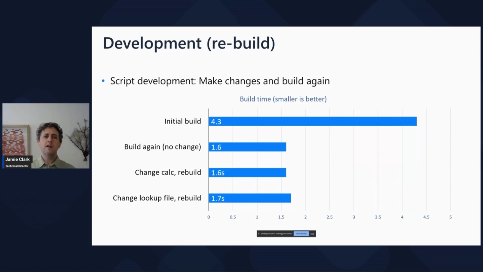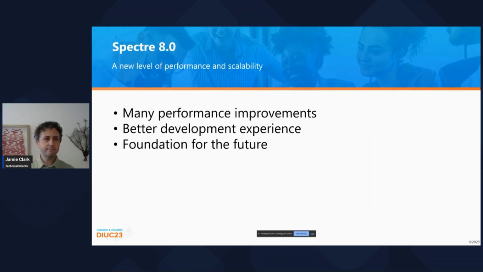And then the last bar, I changed the lookup file. Now it has to read that lookup file back in because it doesn't know what in the file has changed, so that takes a little more time. But again, it only ran one lookup out of the 7, and it didn't need to run many of the other columns. So we're hoping that this can save you a lot of time during development by allowing you to make small changes and see the results quickly.